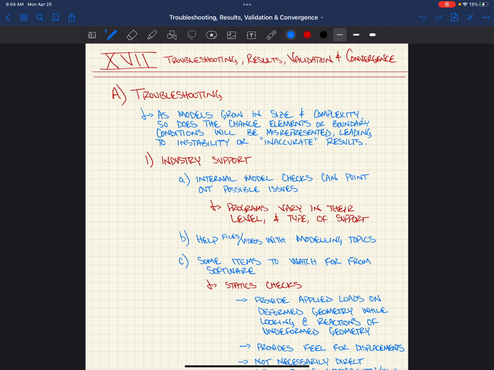Okay, so when we troubleshoot a model, and I think all of this I have written, I don't think there's anything you need to write down. Okay, we're going to try and speed this up a little bit. So as the models grow in size and complexity, so does the chance elements or boundary conditions will be misrepresented, leading to instability or inaccurate results, right?